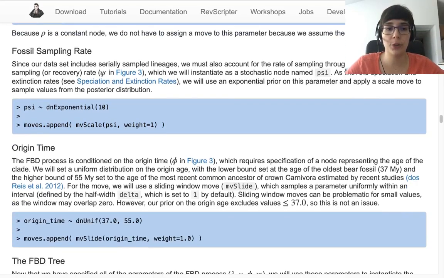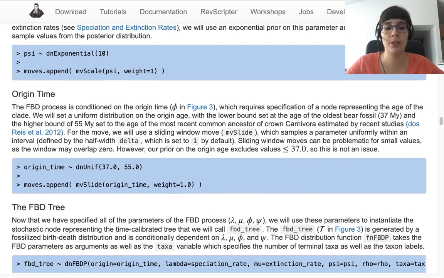The final parameter we need to set up for the FBD process is the origin time, meaning the starting time of the full process. We are going to set a uniform prior on this origin time, with the lower bound being set at the age of the oldest bear fossil, because of course the bear clade cannot start any younger than the oldest fossil. And we're going to use as a higher bound the age of 55 million years, based on recent studies that use that as the age of the crown Carnivora.